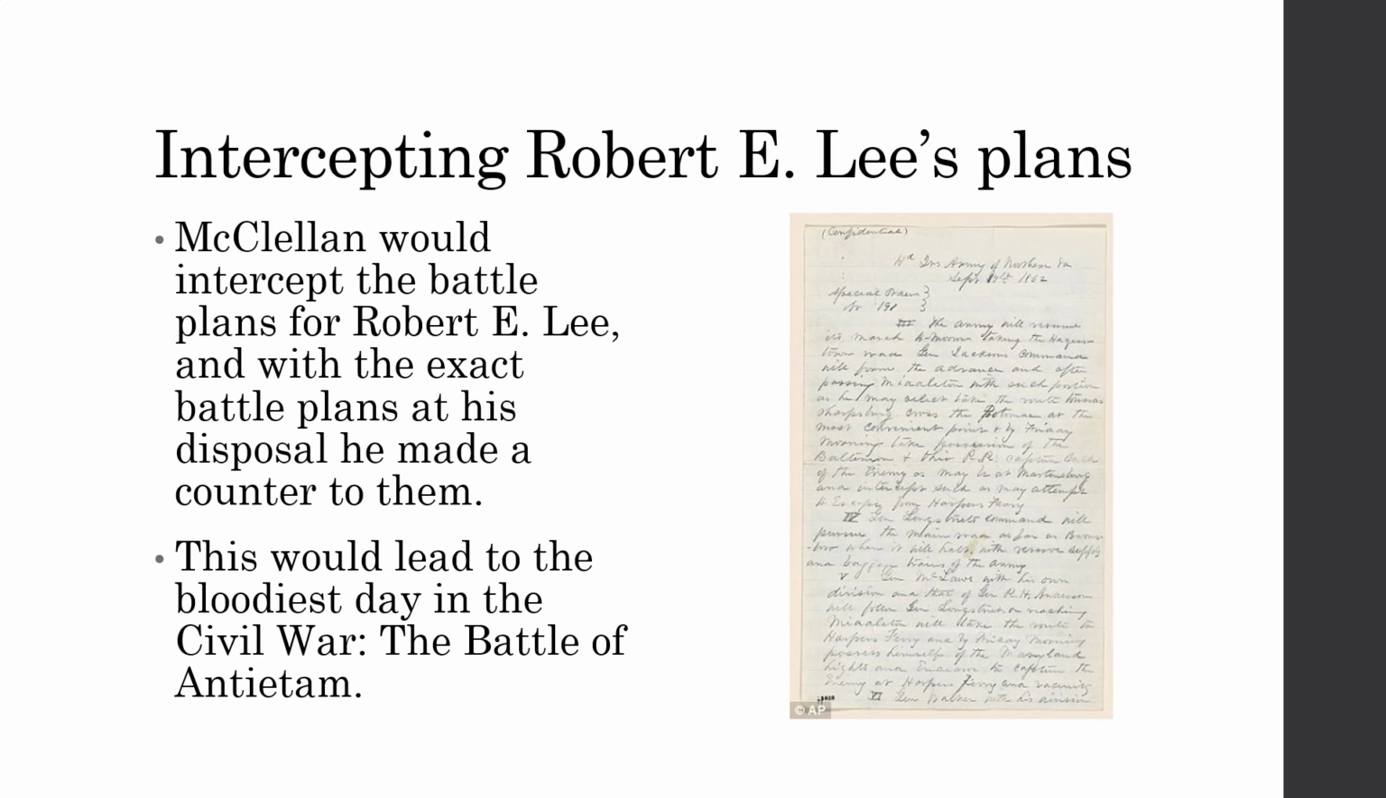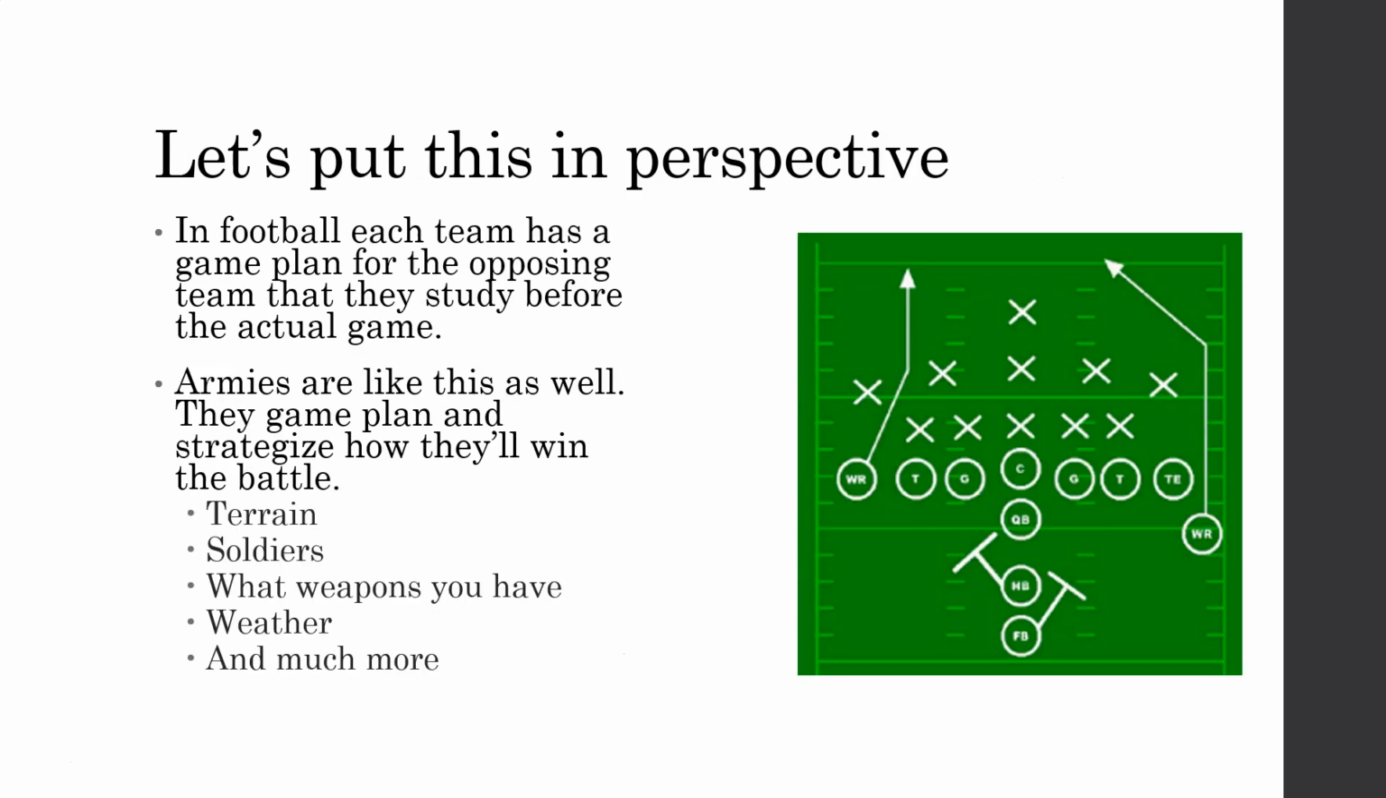McClellan, by divine interference or maybe luck, I'll let you guys debate that one. I'm going to just say it's God's plan. McClellan would intercept Robert E. Lee's plans and take those battle plans and use them against Robert E. Lee in the next battle. And that was going to lead to the bloodiest day in the Civil War, which is known as the Battle of Antietam.